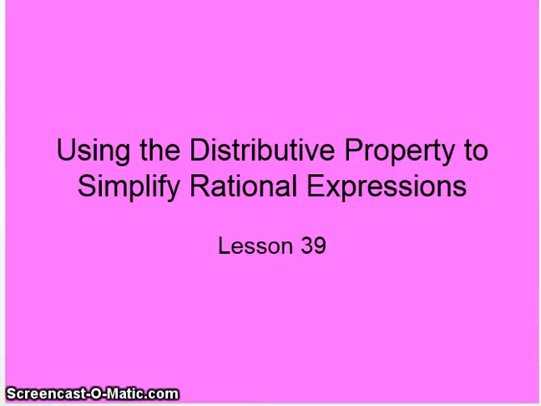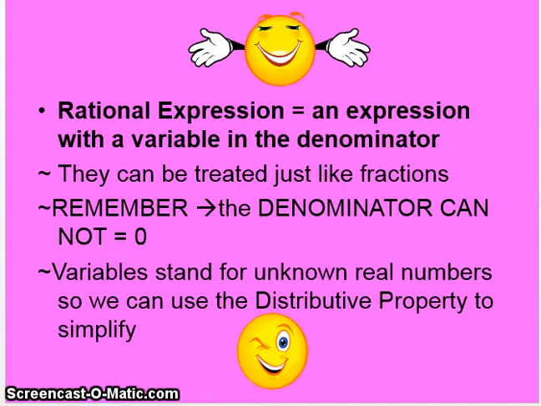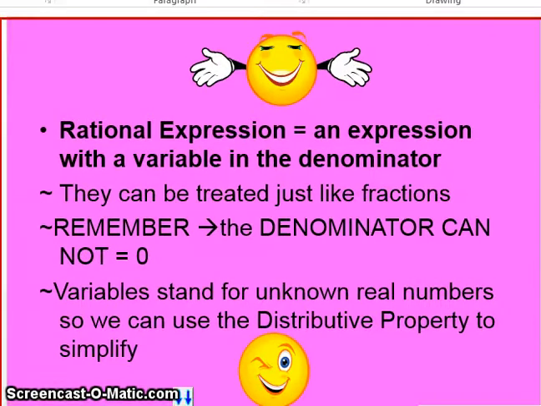This video is on using the distributive property to simplify rational expressions, and it's lesson 39 in your book. So a rational expression is an expression with a variable in the denominator. Now notice the word rational here, which starts with the word ratio. It means you're dividing two things, and in this case you're dividing by some variable. Rational expressions can be treated just like fractions. So even though there's letters in them, they're still just fractions.